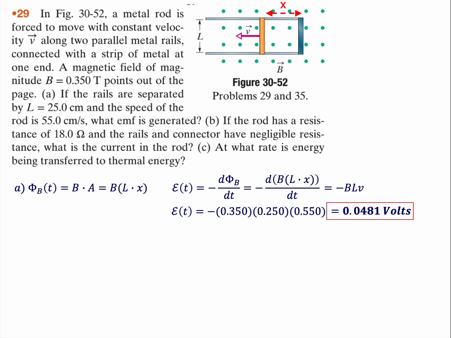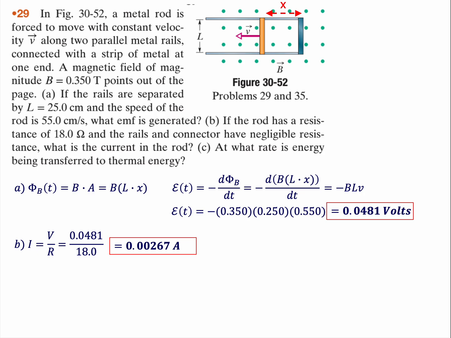Next question. If the rod has a resistance of 18 ohms and the rail and connector have negligible resistance, what's the current in the rod? Well, for B, we're just using Ohm's law. Plugging in the voltage we just found, or the induced EMF, divided by the total resistance of the circuit, 18 ohms, gives us a current of that.